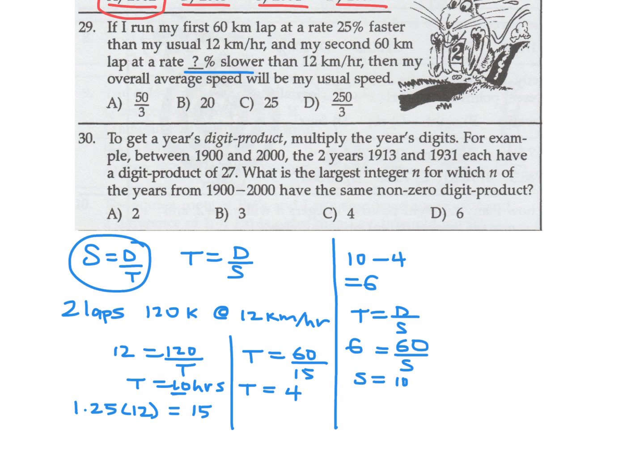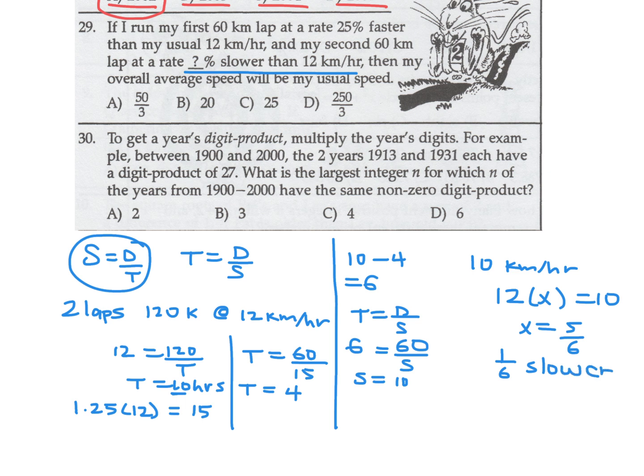Then we have to figure out this part. 10 kilometers per hour compared to 12. Well, it's 2 less than 12. So we're basically saying 12 times what is equal to 10. And that means x is equal to 5 over 6. So it's 1/6 slower. And 1 over 6 in terms of a percentage is 16.6%. So that would be the equivalent of A. They actually haven't given it as a percentage or as 16.6, but 50 over 3, which is the same thing.